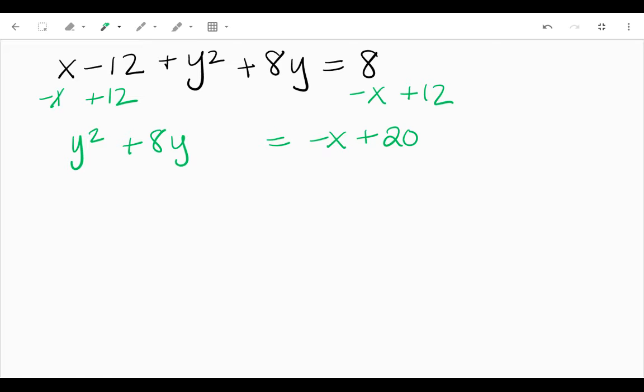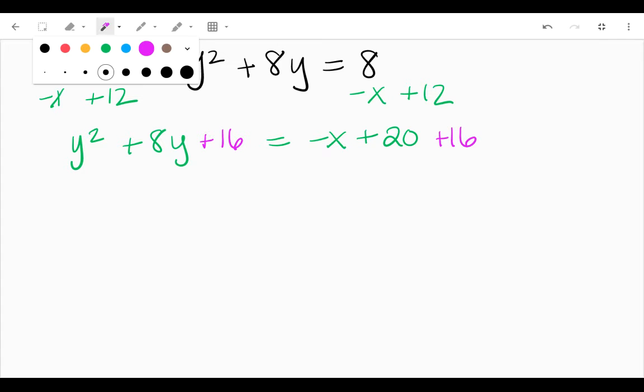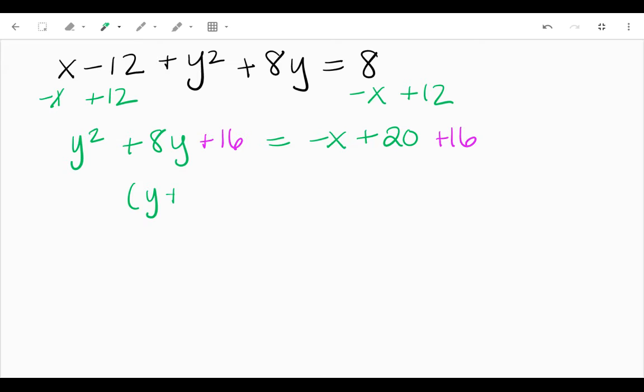Then, in order to get this into proper form, I need to complete the square on this left-hand side. So in order to complete the square, I'm going to take half of 8, which is 4, and square it to get 16. So I'm going to add 16 there, and I need to add 16 on this side too to maintain the equality. So then I'll factor this completing the square, so I get (y plus 4) squared, and that's equal to negative x plus 36.